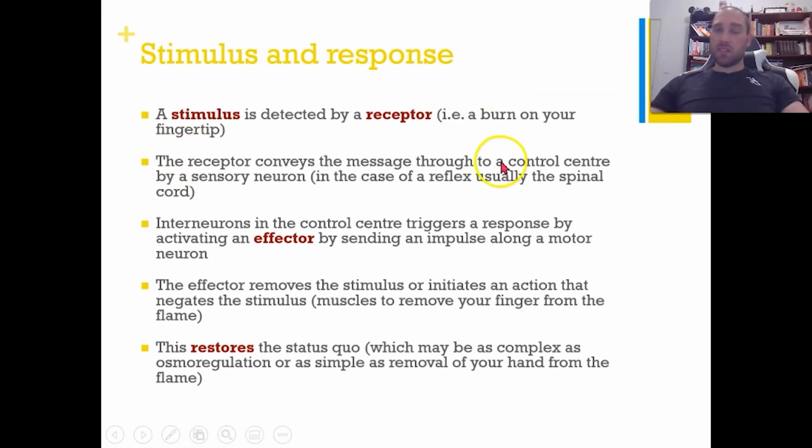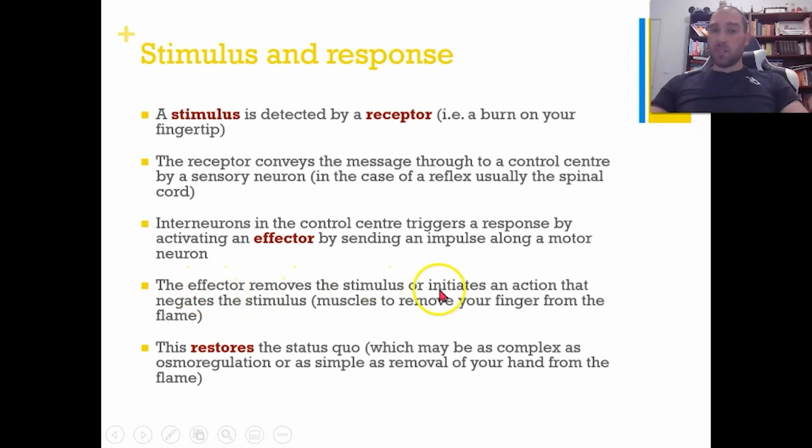An impulse is then sent along a sensory neuron to the central nervous system, which is going to be our control center for this in this stimulus response cycle. So in this case, it's in the spinal cord. Interneurons in the control center then trigger a response by activating an effector by sending an impulse along a motor neuron to an effector. And in this case, the effector, if we're looking at moving our finger, is going to be the muscles in the arm that will pull your finger away from the flame.